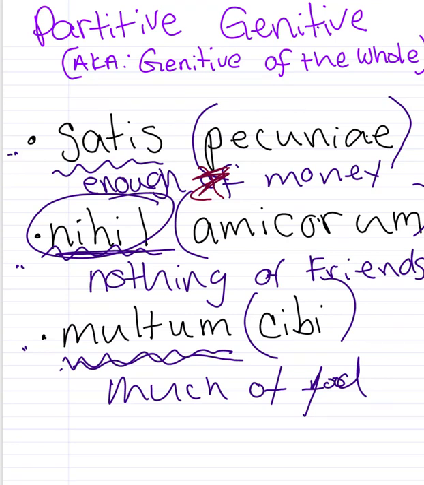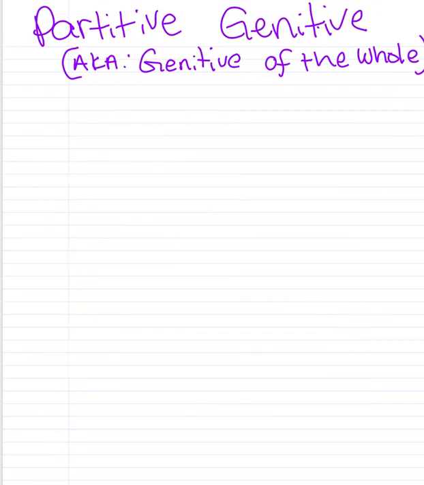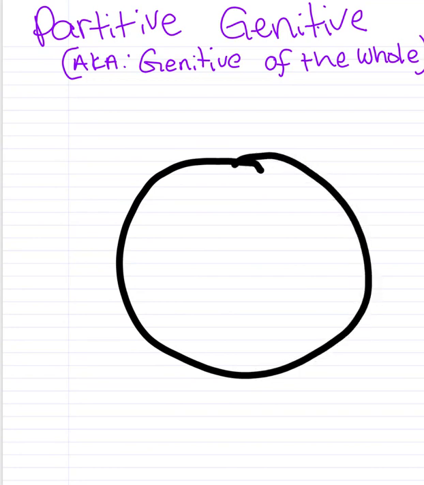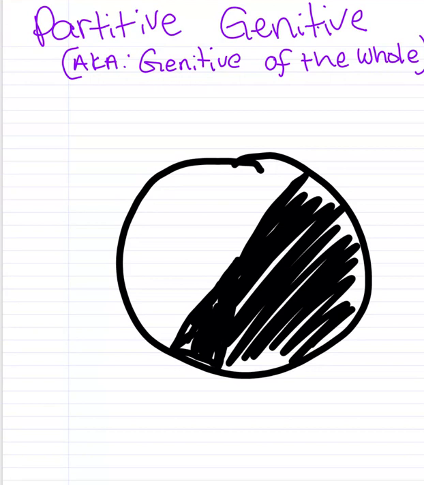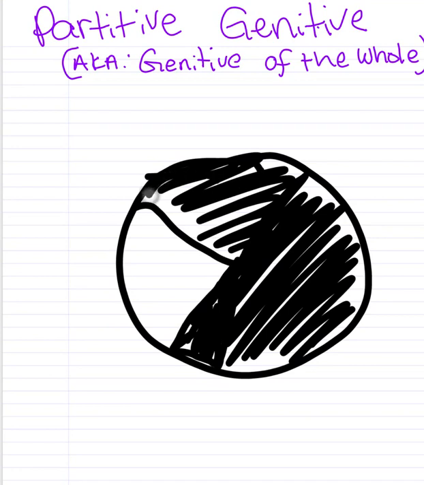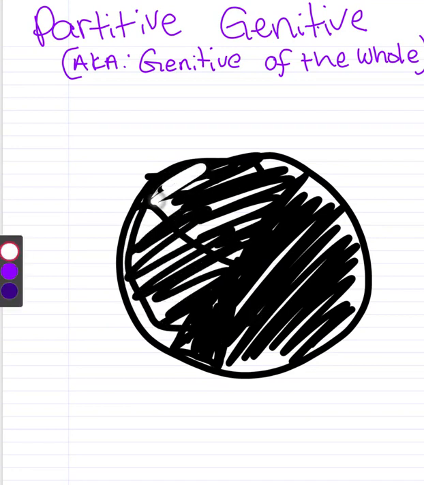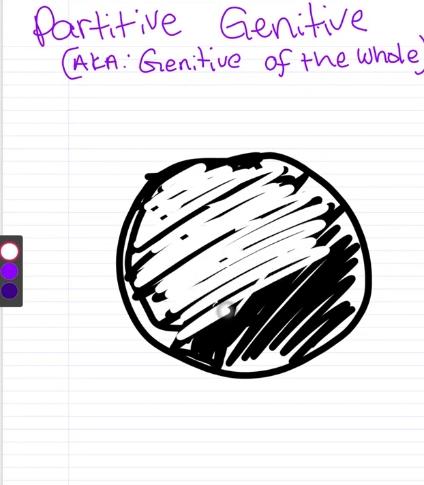But how do we recognize this? When I think about the partitive genitive, I think of a pie. So here's my pie. And I can have a certain amount of this pie. I can have maybe some pie, and I'd eat this part right here. I could have half of a pie, so that would be an example of the partitive genitive. I could have much of the pie. I could have all of the pie. And then I could also have none of the pie.